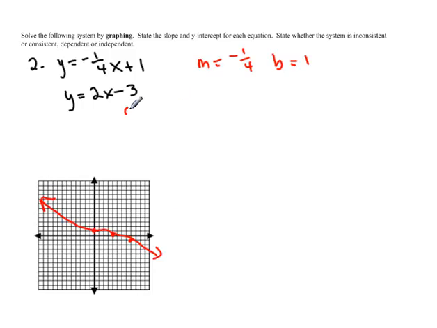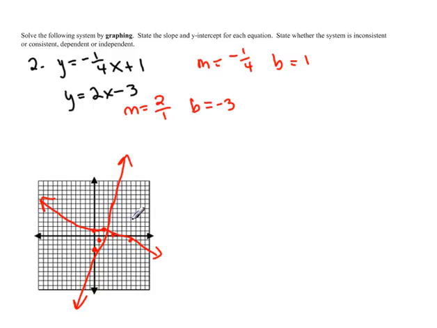Let's try the next equation. The slope of this second line is 2. I'm going to write it in fraction form. The intercept is negative 3. So I'm going to plot the point 0, negative 3, and I'm going to move up 2, right 1, up 2, right 1. Not very good at drawing lines on this. You can see it does indeed have a solution. The solution is the point of intersection here.